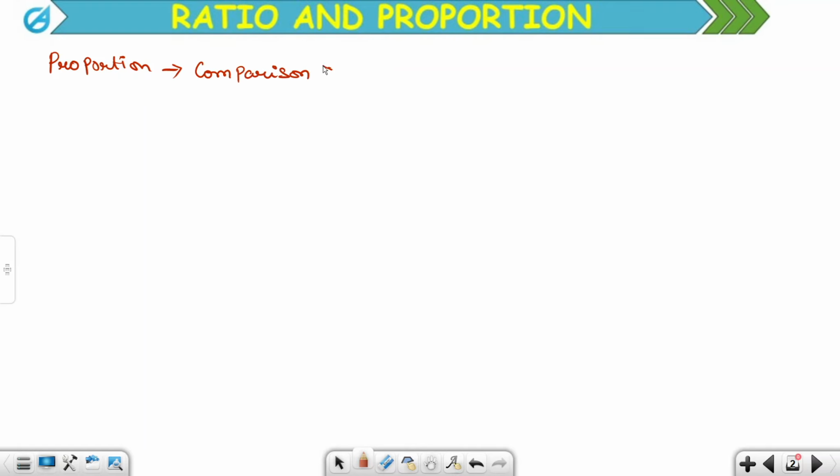Comparison of ratios. See, in the previous video, we have seen what is ratio, and in ratio, what I have said, comparison of values. But the meaning of proportion is simple. Here, we are going to compare two ratios. In ratio, we are going to compare two values called A and B. But here, proportion means we are going to compare two ratios. So I'm going to compare A and B with respect to C and D. This is nothing but proportion. So what is the meaning of proportion? Comparison of ratios.